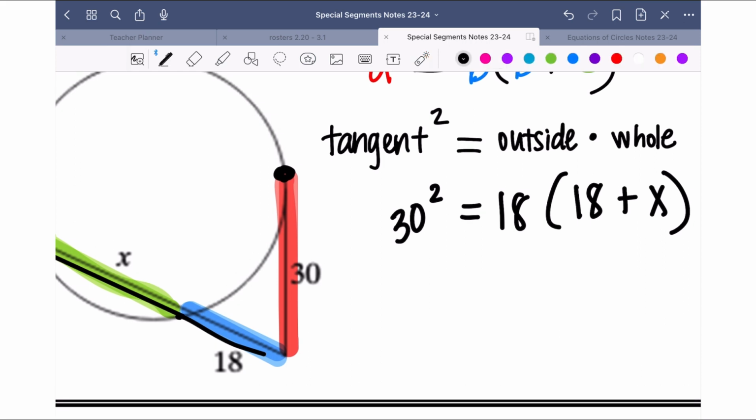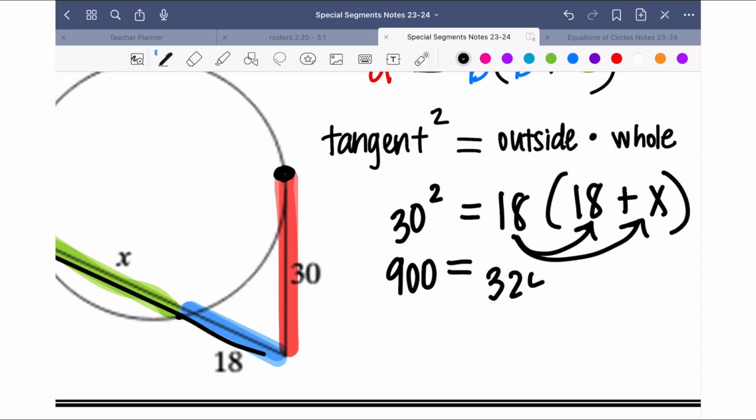All right, let's do some algebra. 30 squared is not 60. It's not 30 times 2. It's 30 times 30, which is 900. Okay. And then remember, when we're multiplying a number and two terms, we use distribution. So we have to multiply the 18 into both of those. So 18 times 18 is 324. Okay. And then 18 times X is 18X.